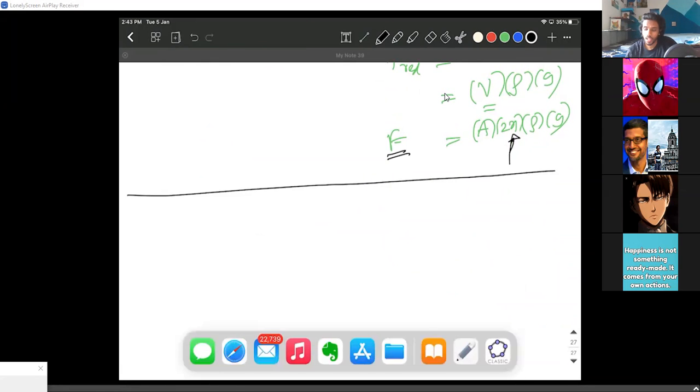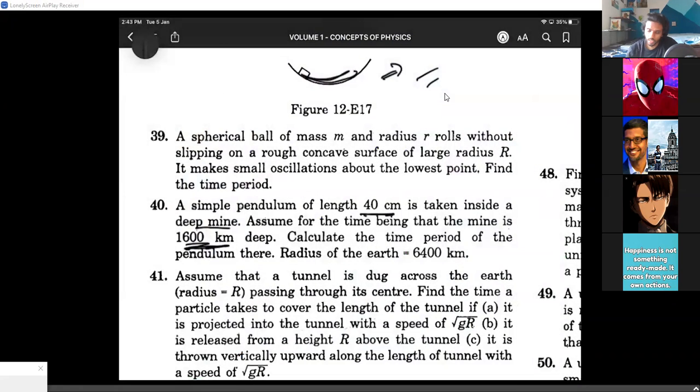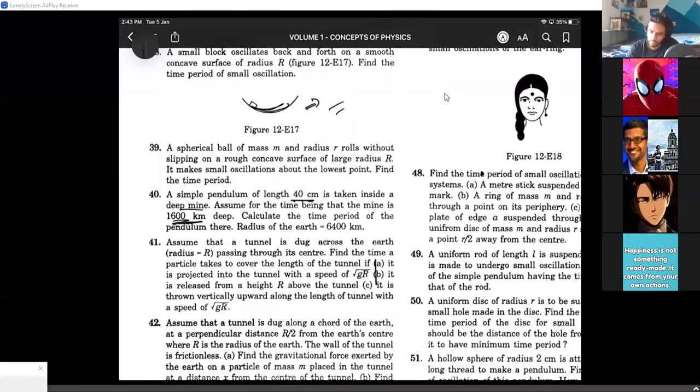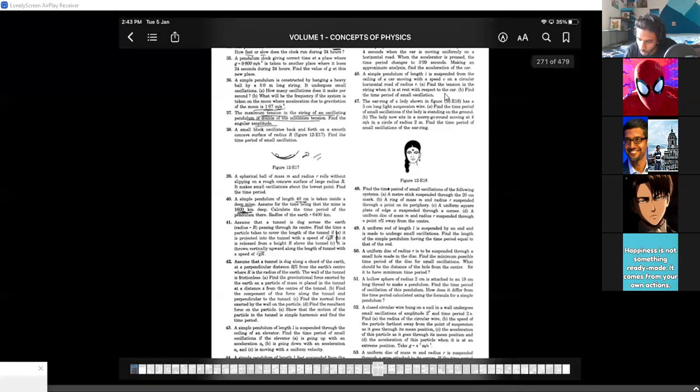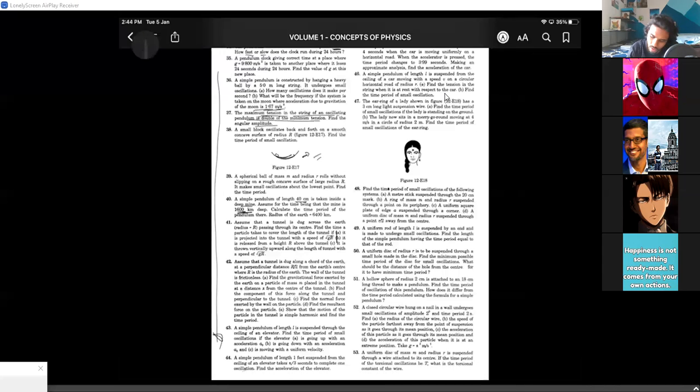Now you can look at all the problems on this page. Try all these problems, just give them a try. Mostly they are about pendulums and time periods. Questions like 48, 49, 50, 51 depend on rotational SHM, angular SHM, or compound pendulums, which I might discuss tomorrow or the day after tomorrow.